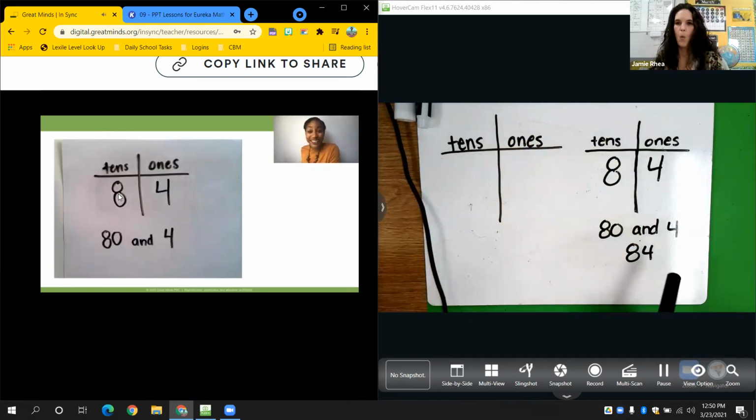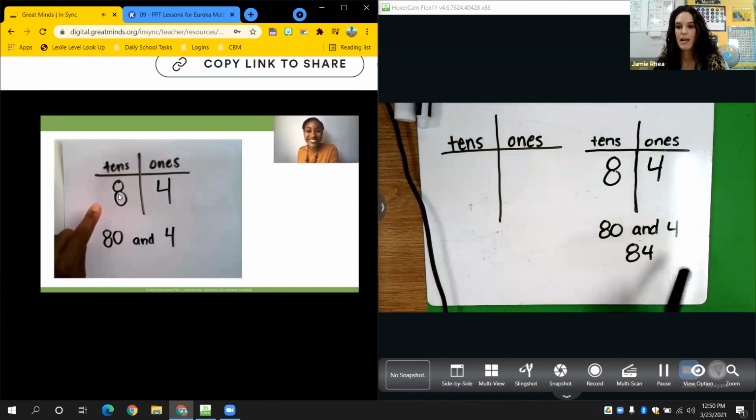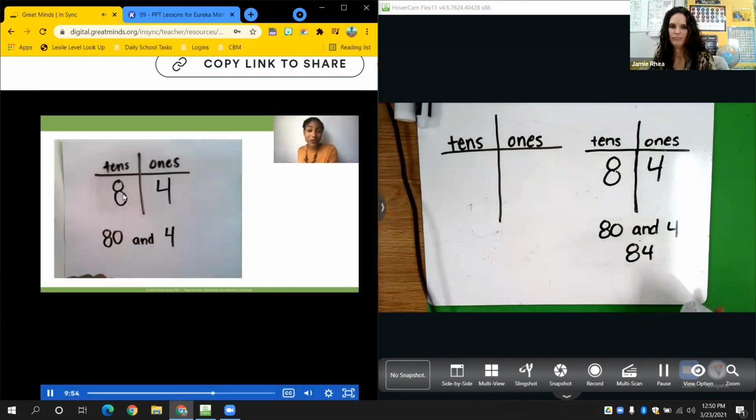Is this what you got? Oh, yeah. 80 and 4. What number is this? 84. I know 8 tens is the same as 80, and 4 ones is the same as 4.